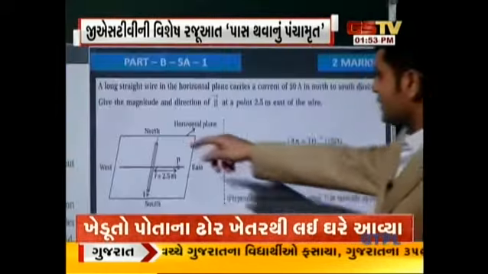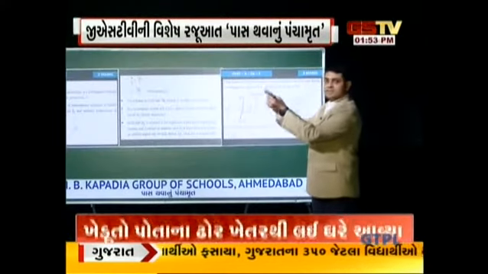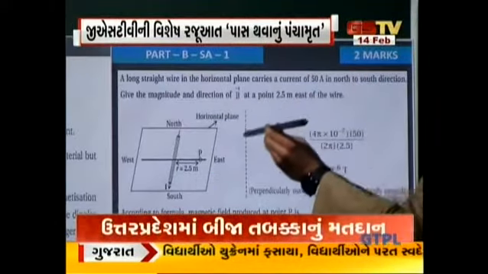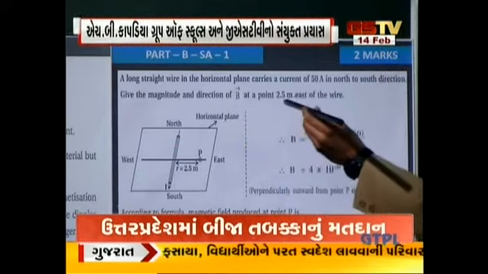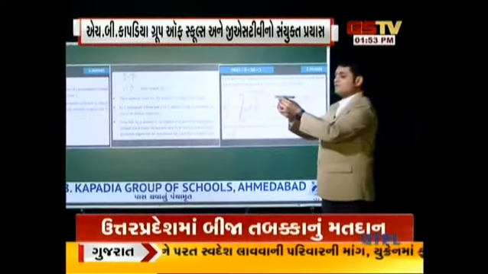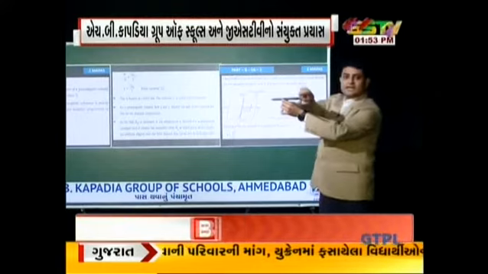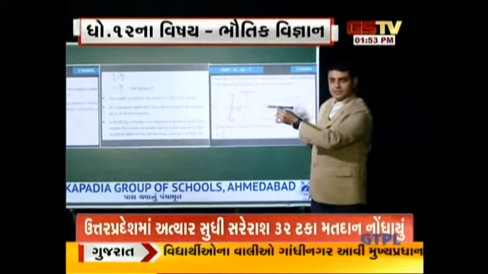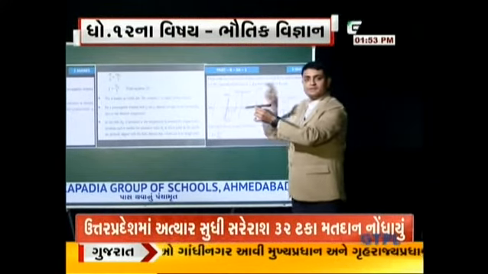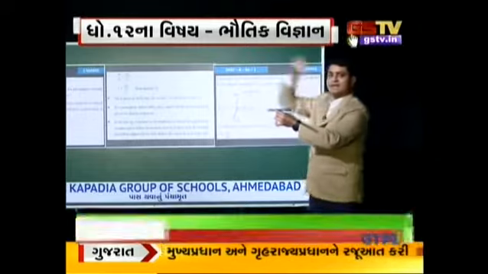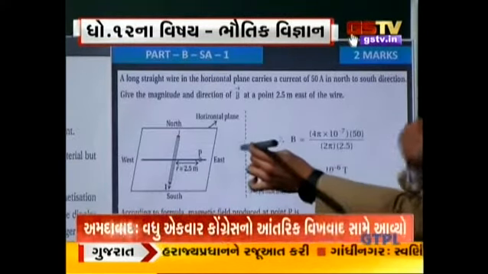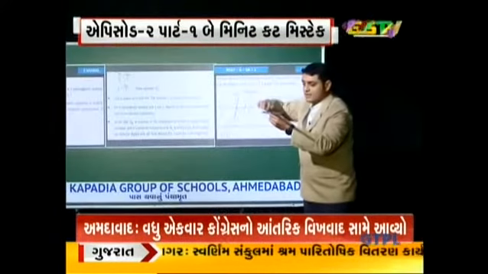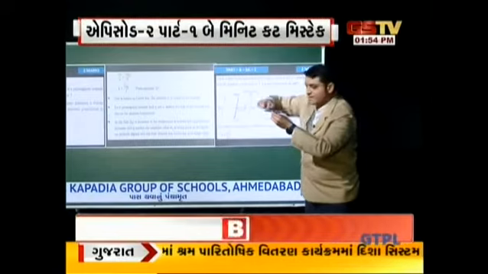So imagine that this is the north. Over here is the north direction and this is the south direction. The question asks for the magnitude of B at a point 2.5 meter east of the wire. If you are taking north and south like this, you have to take east and west like this. You cannot take east here and west here. That is a general rule of geography. So if north and south are here, then east is here and west is over there, and the current is flowing from north to south. So imagine the current is going in this direction.